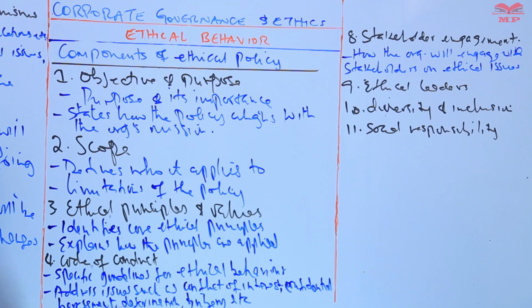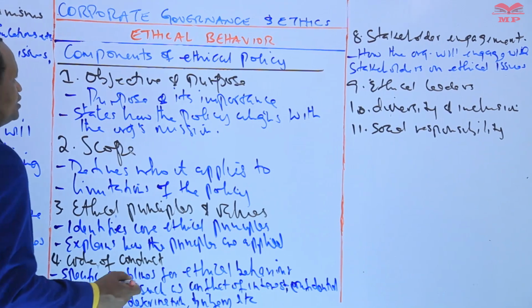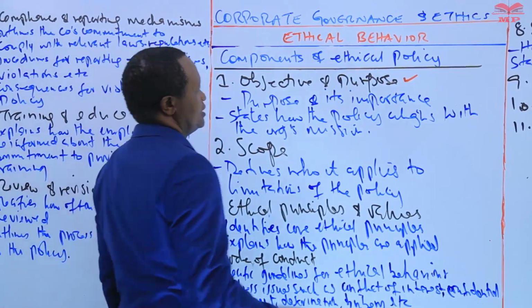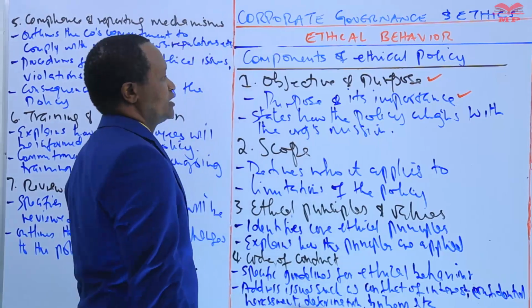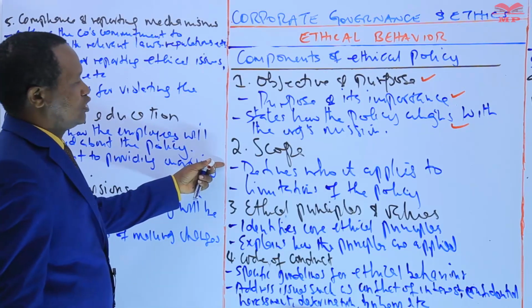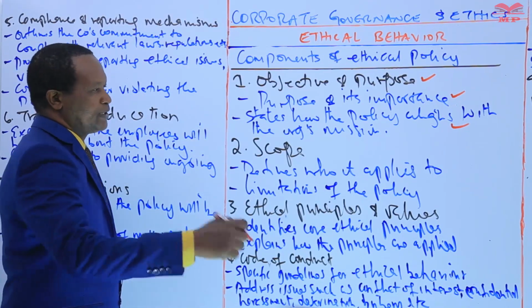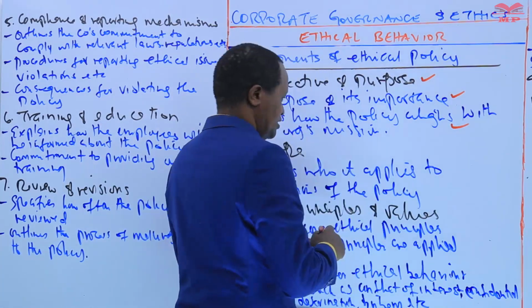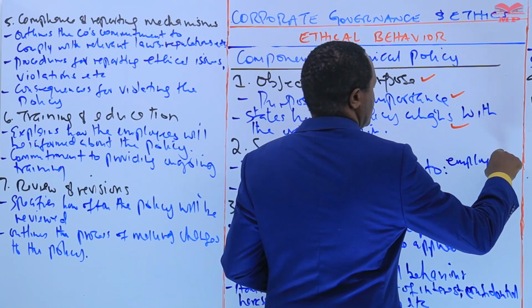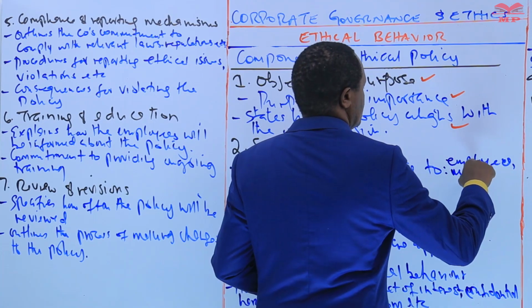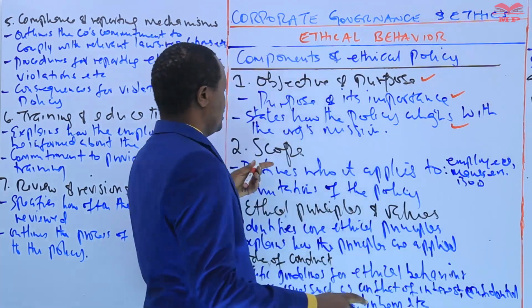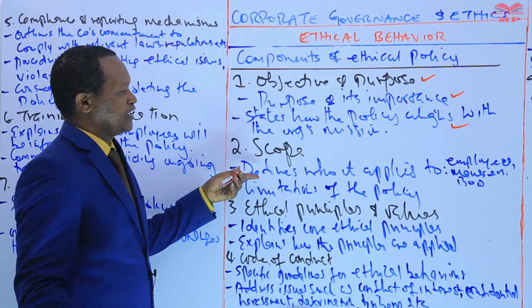Number 1 is the introduction, which outlines the objectives and purpose of the ethical policy. This section has the purpose and the importance of the policy. It states how the policy will align with the organization's mission. The second component is the scope, which defines who it applies to. Does it apply to employees? Does it apply to managers? Does it apply to the board of directors? So the scope defines who it applies to.